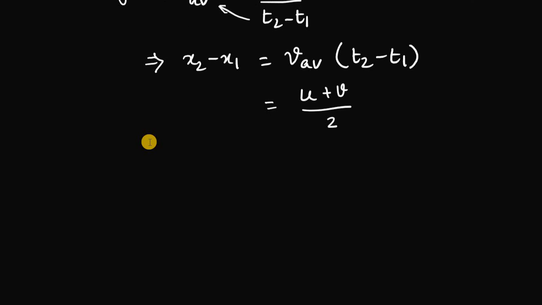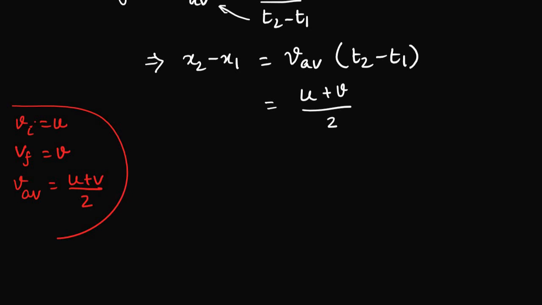For your reference I am putting the formula here. If the initial velocity is U and the final velocity is V, I can find the average of the variable velocity, which is the sum of the two velocities divided by 2. This is the basic formula we know, and we are putting it here directly. Now after putting this formula, I have to multiply it by T2 minus T1, and somehow simplify it.